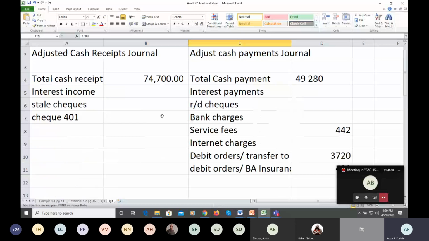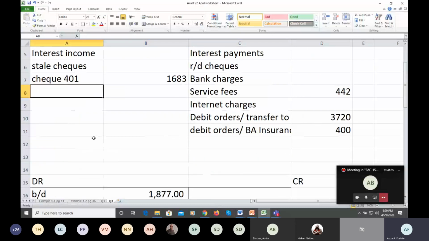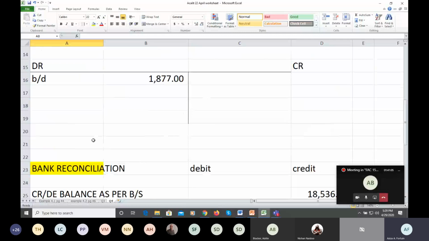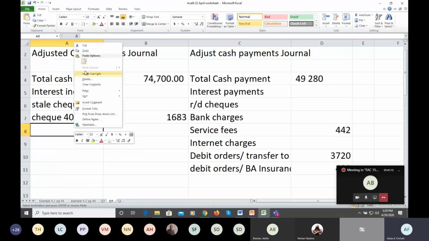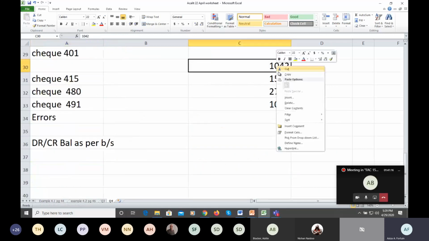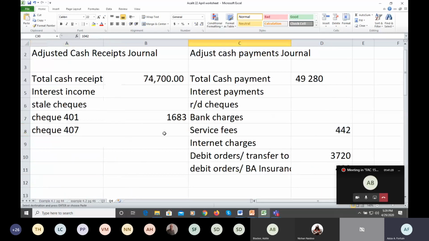And I'm going to add it here. And the other check that was stale was 407. So let's just take it out as well. And that was 1042. Okay.